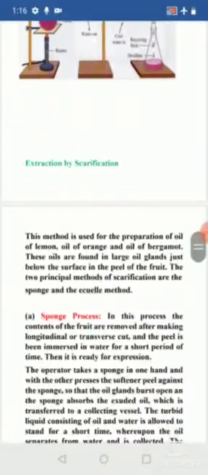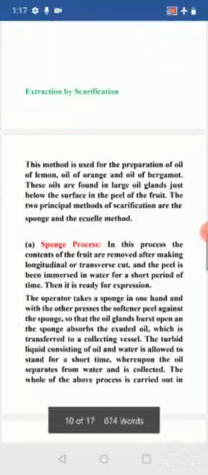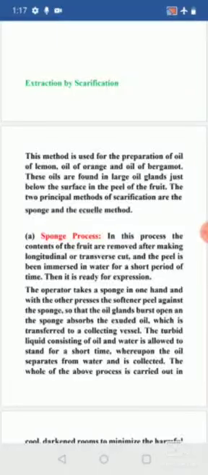The next method is the extraction by expression. This is mainly used for the citrus fruits, like the lemon and the orange, which contain oil glands in their peel or on the surface of the peel. Here again you adopt two methods: one is the sponge method and one is the ecuelle method. This method is used for fruits which contain oil glands in their peels, like the citrus fruits, the orange and lemon.